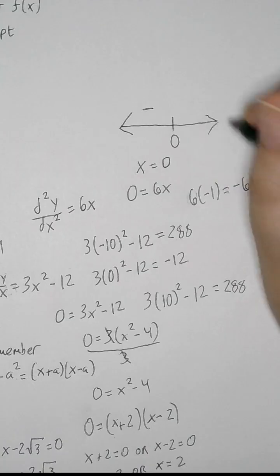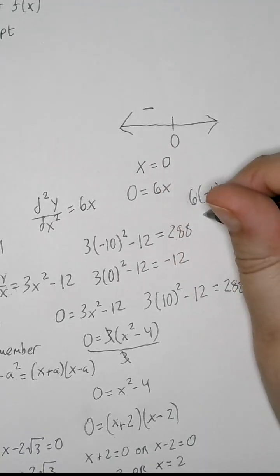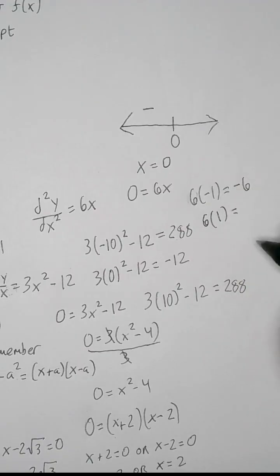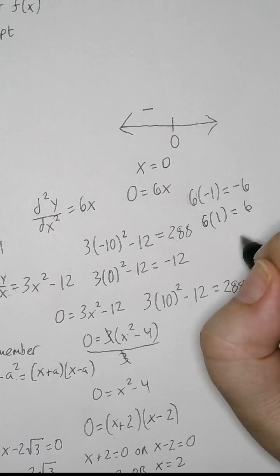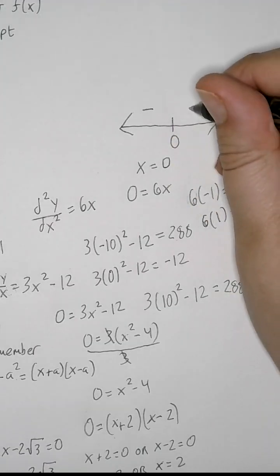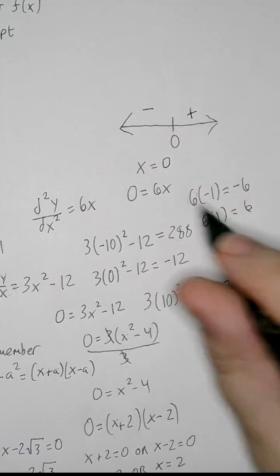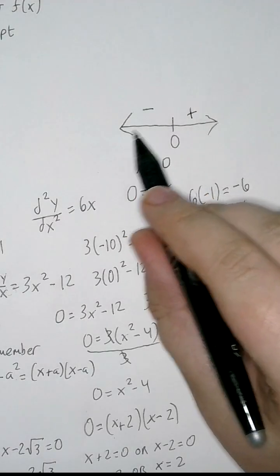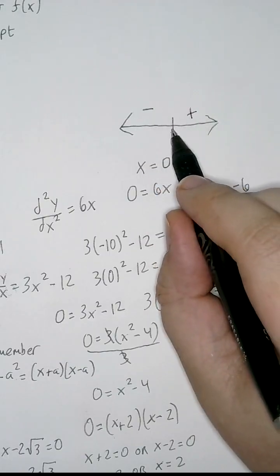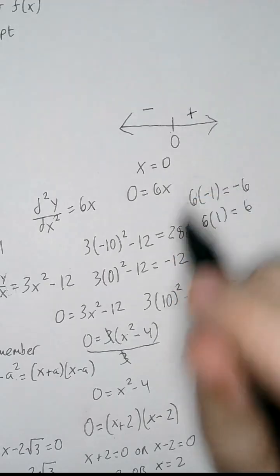All right, let's pick 1. So I have 6 times 1. 6 times 1 equals 6. And positive 6 is positive. So that is going to be positive. So that tells me from -infinity to 0, my function is going to be concave down. And from 0 to infinity, my function is going to be concave up.